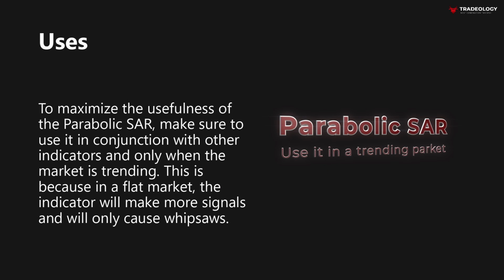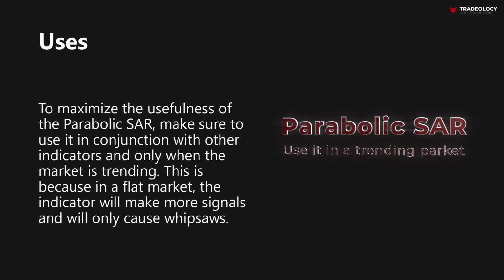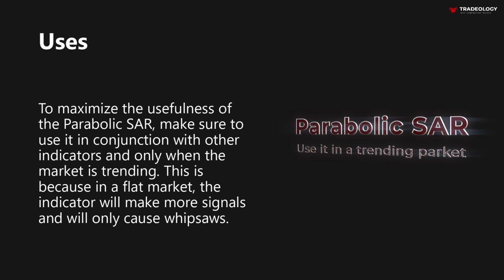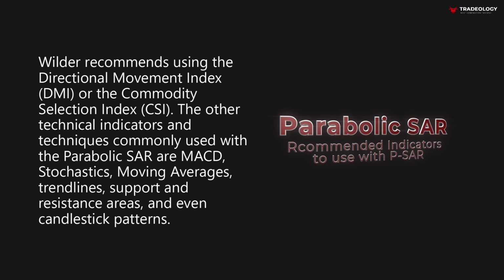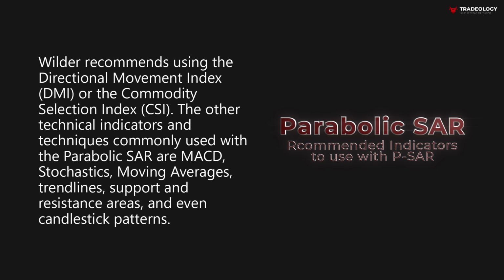Now, let's cover some uses. To maximize the usefulness of the parabolic SAR, make sure to use it in conjunction with other indicators and only when the market is trending. This is because in a flat market, the indicator will make more signals and will only cause whipsaws. Wilder recommends using the Directional Movement Index or DMI or the Commodity Selection Index CSI. The other technical indicators and techniques commonly used with the parabolic SAR are MACD, stochastics, moving averages, trend lines, support and resistance areas, and even candlestick patterns.